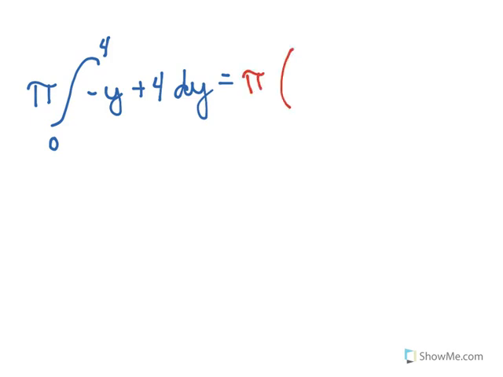I've got pi. The integral of negative y is negative y squared times 1/2, plus 4y. And I'm going to integrate that from 0 to 4. Many of you are looking at that 0 already and saying, well, that's not going to add anything onto the problem. I agree. I'm going to work it out just in case.